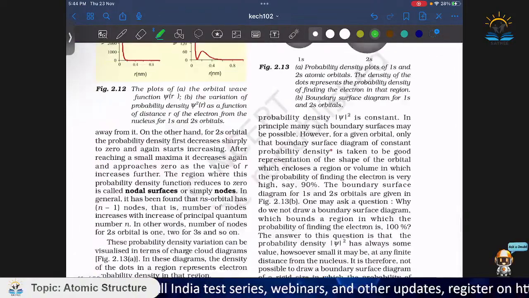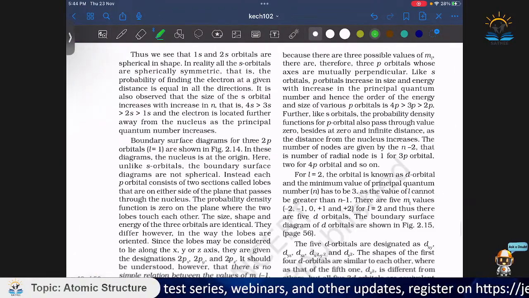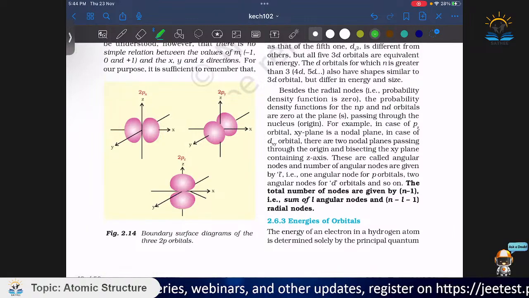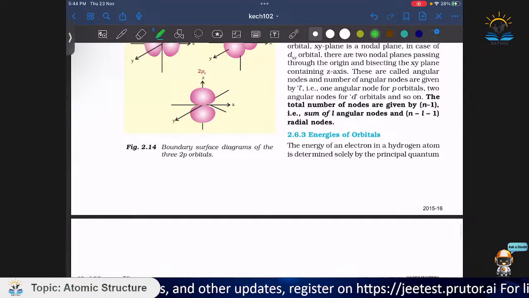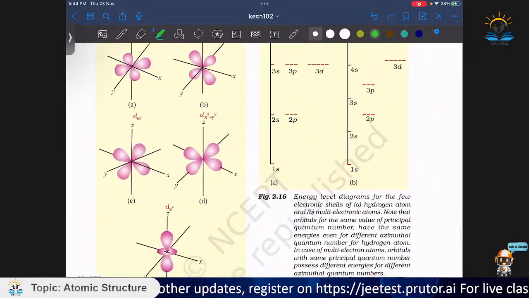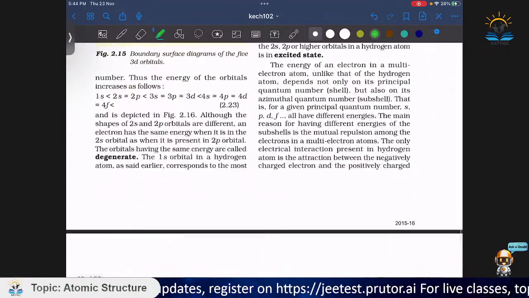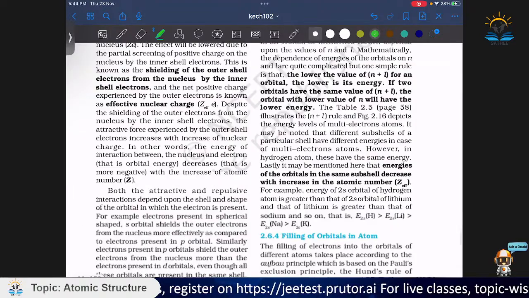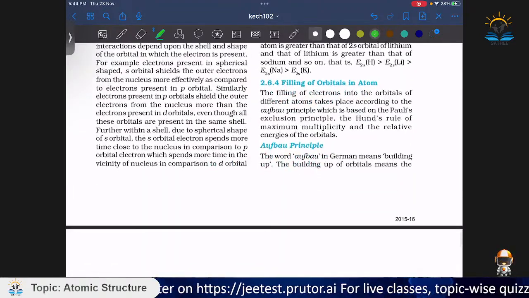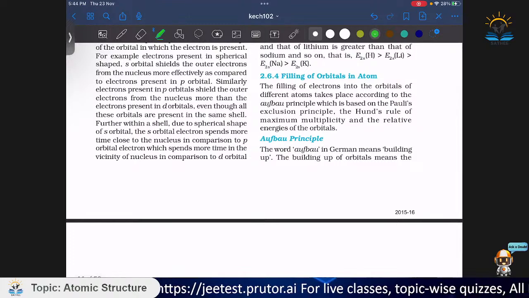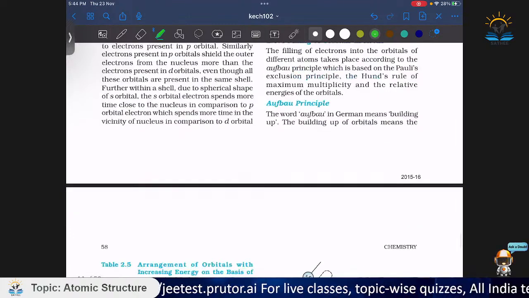Right now, all of this, we can see the shape of the orbitals. All this will be covered in your atomic structure and chemical bonding. We'll see the shape of the s orbital, p orbital, d orbital, and the energy of these orbitals. So no need to worry. I am directly coming to the filling of orbitals. We have a few principles.